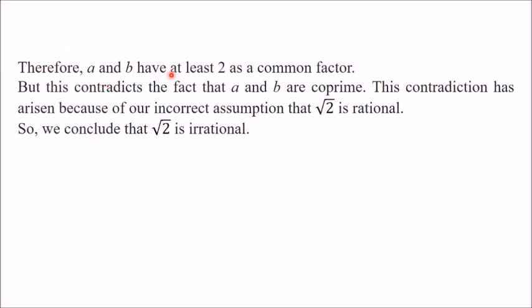Therefore a and b have at least 2 as a common factor, but this contradicts the fact that a and b are co-prime. This contradiction has arisen because of our incorrect assumption that root 2 is rational. So we conclude that root 2 is irrational.